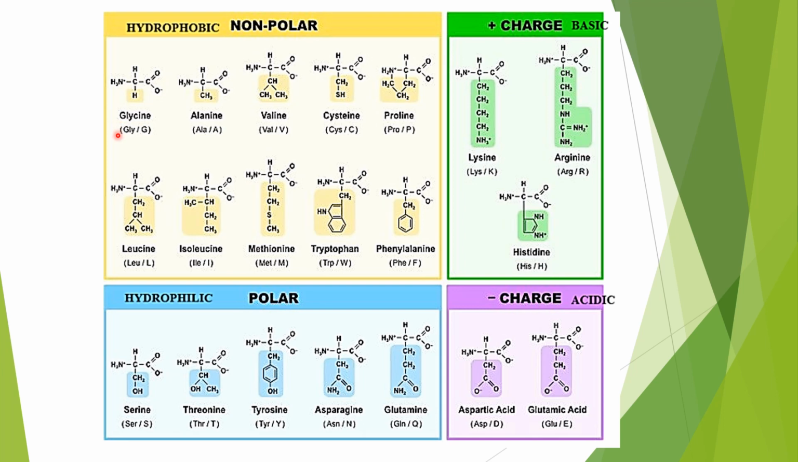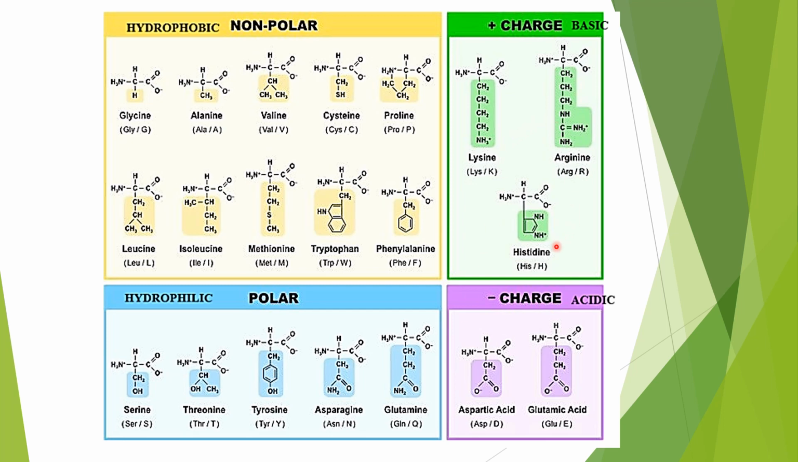Once again, there are various types of classifications. Under hydrophobic non-polar amino acids, we have glycine, alanine, valine, cysteine and proline. Again we have leucine, isoleucine, methionine, tryptophan and phenylalanine. While under polar, we have serine, threonine, tyrosine, asparagine and glutamine.